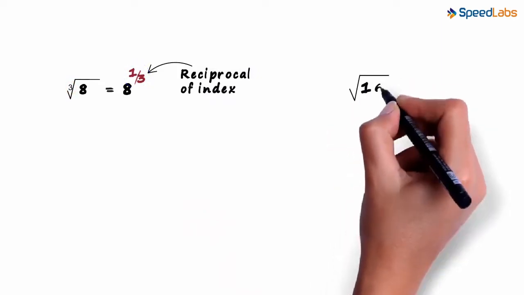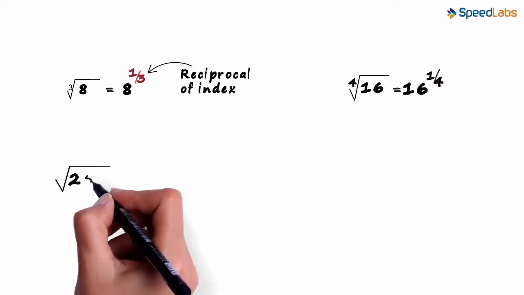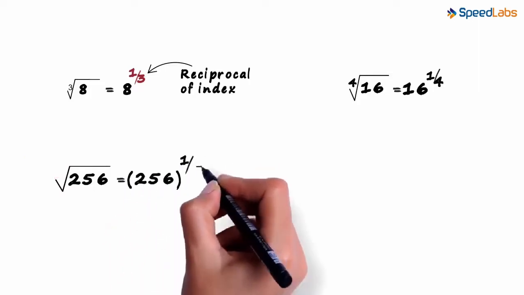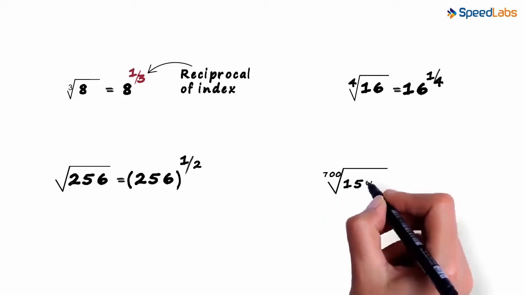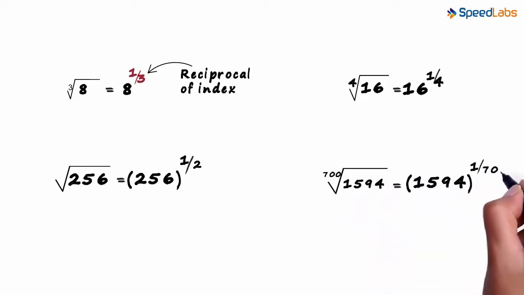Similarly, the fourth root of 16 can be written as 16 raised to 1 by 4. The index was 4 and without the radical sign, we keep the base same and write the power as reciprocal of the index. And what about root of 256? When the index is not written, it means that's the square root. The index is 2. Hence, this equals 256 raised to 1 by 2. Doesn't matter what the index is. This will always be true. Even the 700th root of 1594 can be written as 1594 raised to 1 by 700.